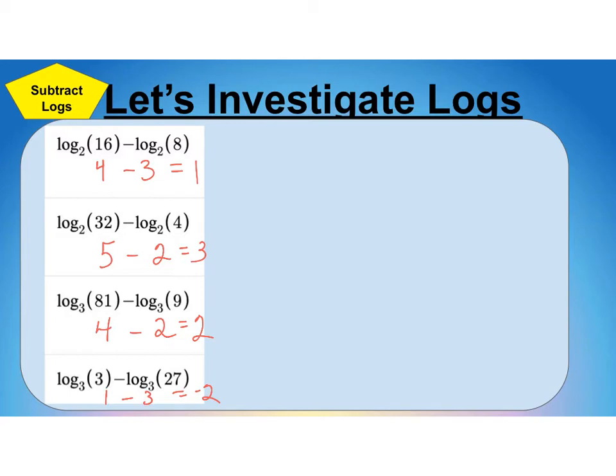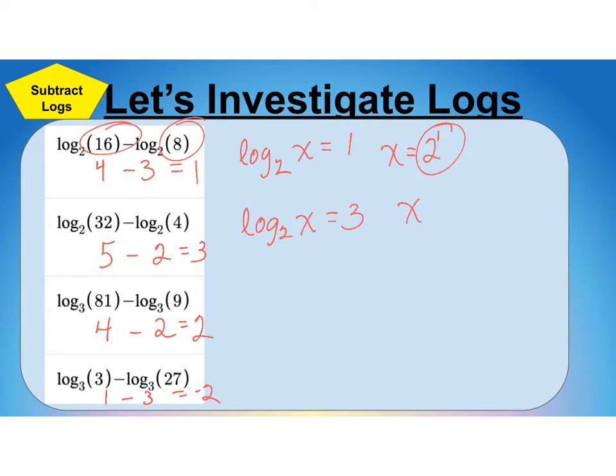So let's go ahead and think like we thought before. So we have log base 2 of some unknown number x is going to equal 1. So x is going to equal 2 to the 1, or 2. And we want to think of the relationship between 16, 8, and 2. In our next example, log base 2 of x is going to equal 3. So now x is going to equal 2 to the 3, or 8. What's the relationship between 32, 4, and 8?